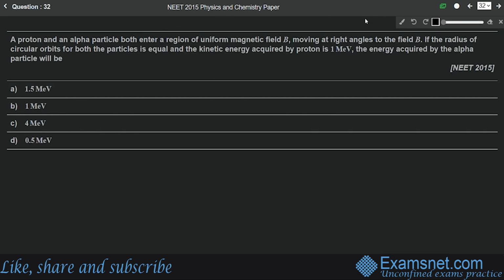Now question number 32 says a proton and an alpha particle both enter a region of uniform magnetic field B, moving at right angles to the field B. If the radius of circular orbits for both the particles is equal and the kinetic energy acquired by the proton is 1 MeV, then the energy acquired by the alpha particle will be.